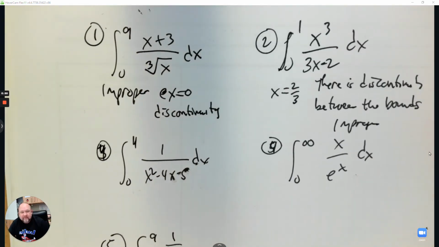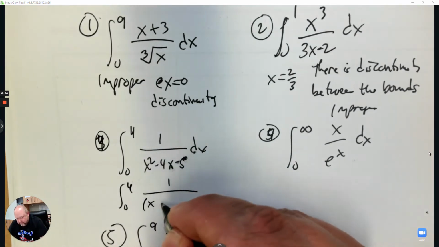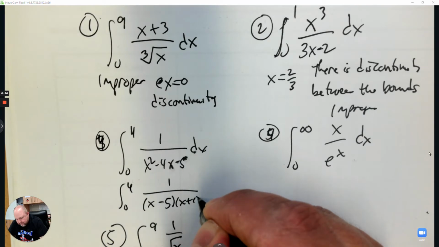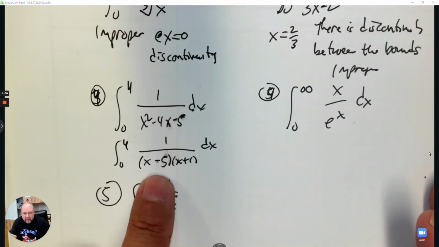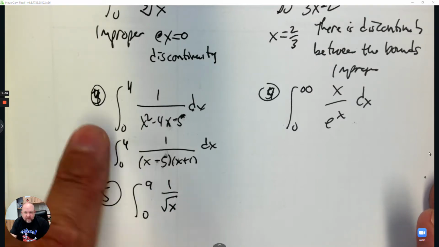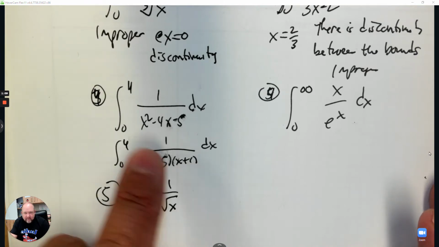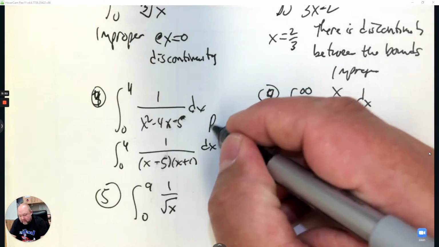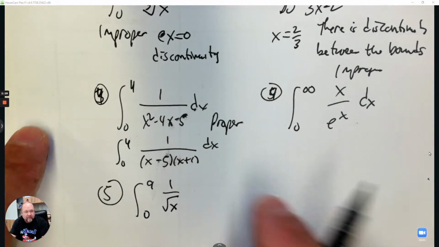Number 3. First I have to factor it. That's going to be x minus 5 and x plus 1. So there's a discontinuity at positive 5, which is not between the bounds. And at negative 1, that's not in there either. So this one's actually proper because the discontinuities are outside the bounds.